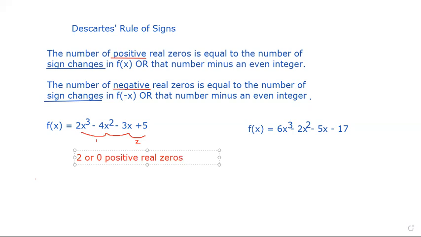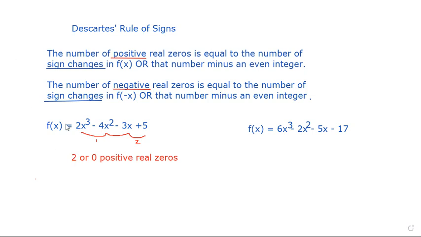Now, why did we say that? Because we have that number or that number minus an even integer. So that's 2, and the smallest even integer is 2, so 2 minus 2 is 0. Had we had 4, that could have been 4, 2, or 0. Okay, now let's look at the negative real zeros.